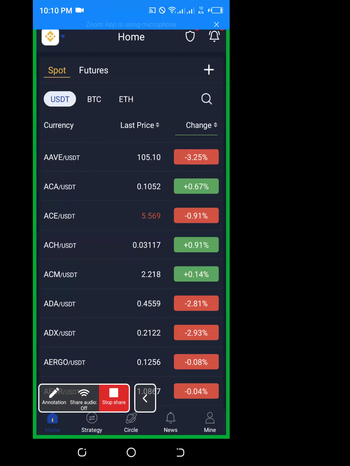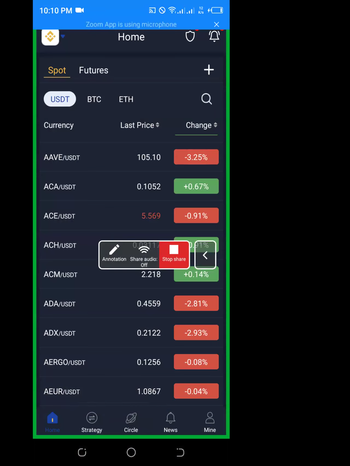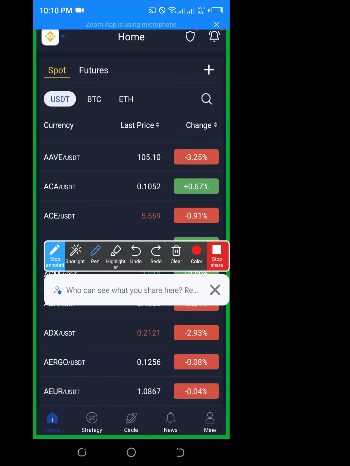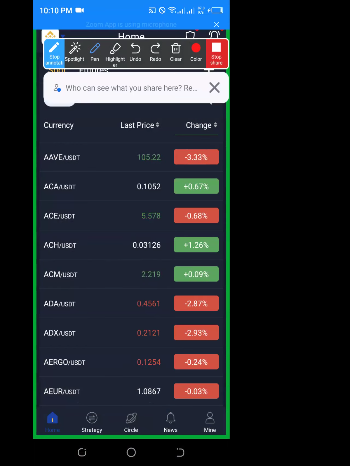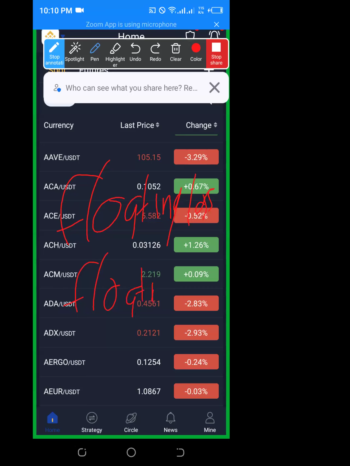Now people, let me teach you these two terms. We have what we call floating loss, and we have what we call floating profit. Okay. Now, floating loss in Royal Q.